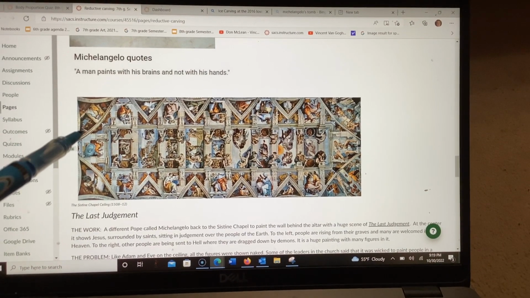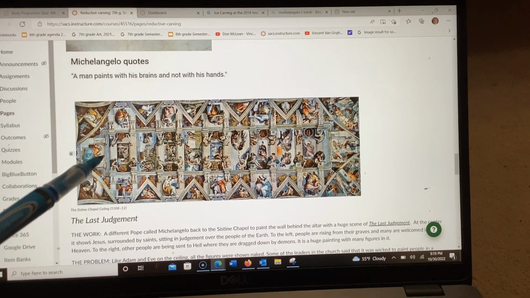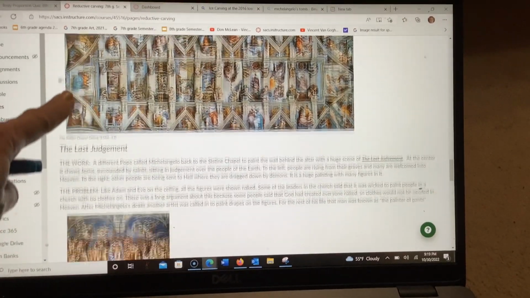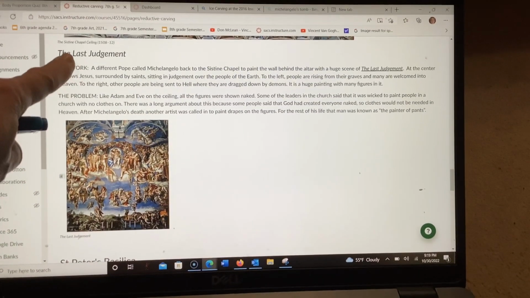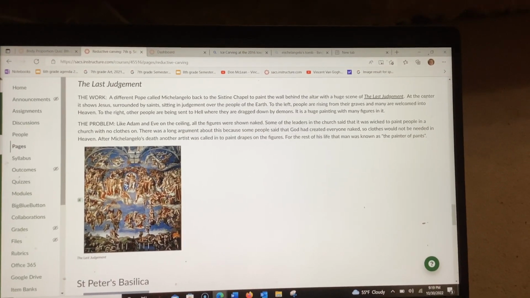And it took him years to paint this. And he was not happy about it. He wanted to be sculpting. This is the Last Judgment. Remember to be pausing as you go to take notes. So this is the work.